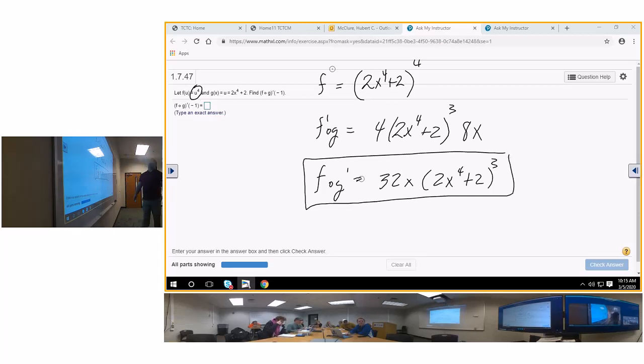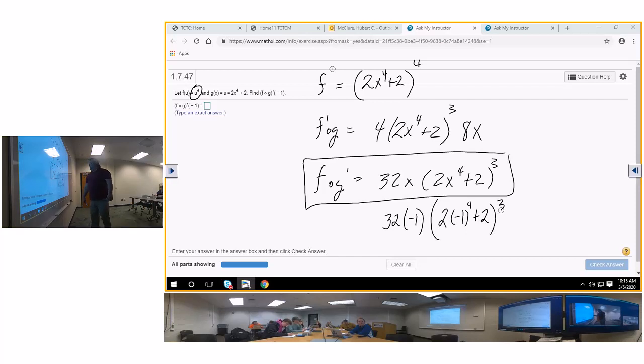Now, they want you to plug in -1. So, 32 times -1 times 2 times -1 to the fourth power plus 2 raised to the third power. -1 to the fourth power is 1. 1 times 2 is 2. 2 plus 2 is 4. 4 to the third power is what, 64?